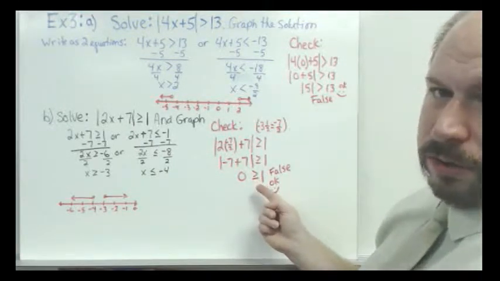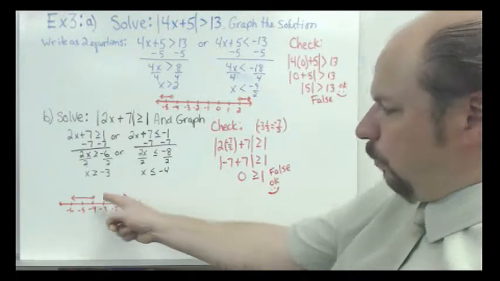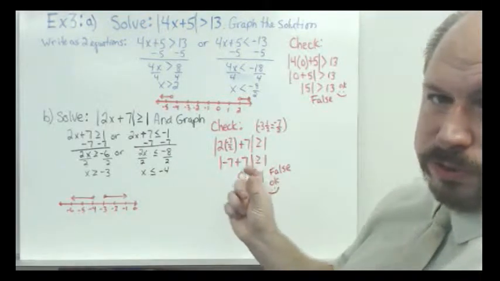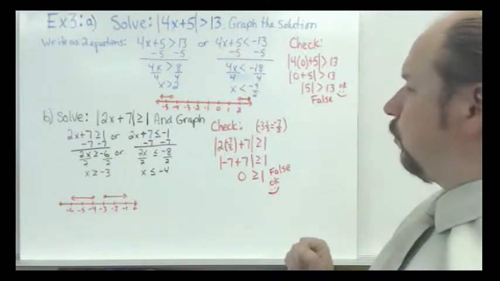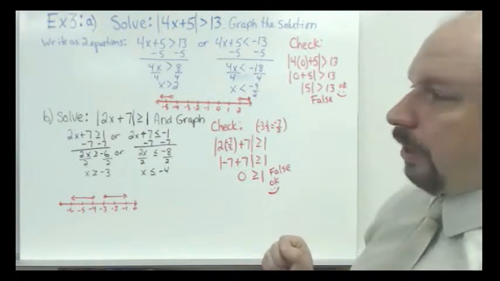And 0 is not greater than 1. And again, we want it to be false because the number we chose to test was not in the solution set. So it's okay that it's false here. So we were able to check our answer correctly.